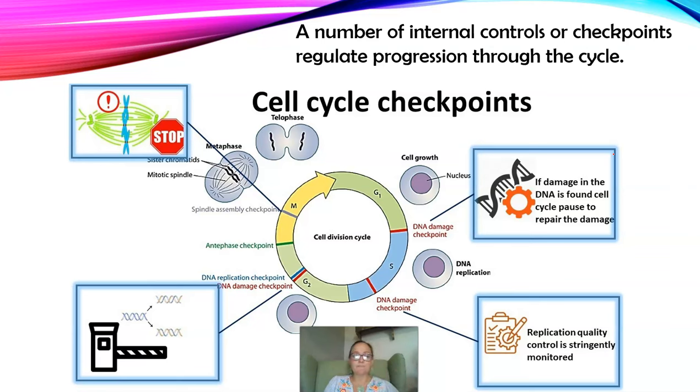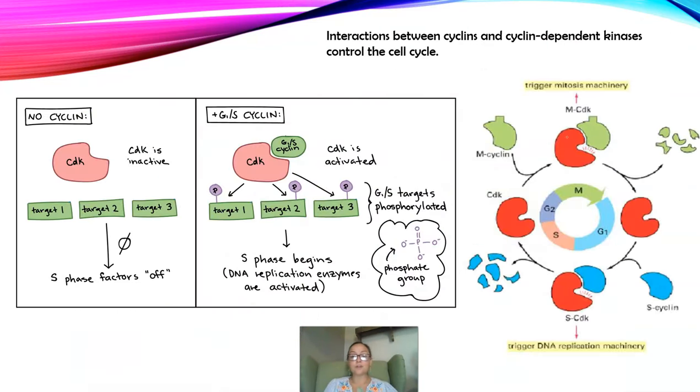And then during M phase, there's a checkpoint to make sure all of the spindle fibers have actually attached to the centromeres or the kinetochores, so that when they do pull the sister chromatids apart, each daughter cell has an exact copy of the DNA. So there are cell cycle checkpoints that ensure that the cell is progressing correctly through the cell cycle.